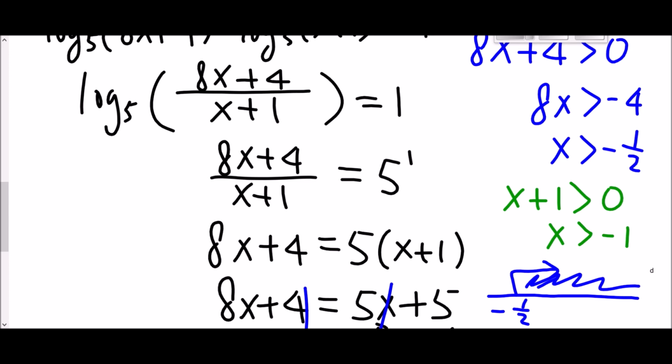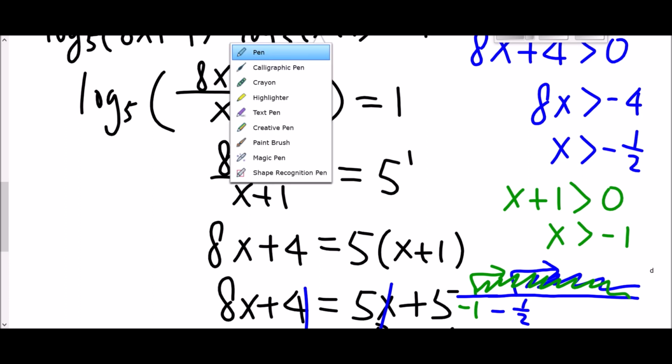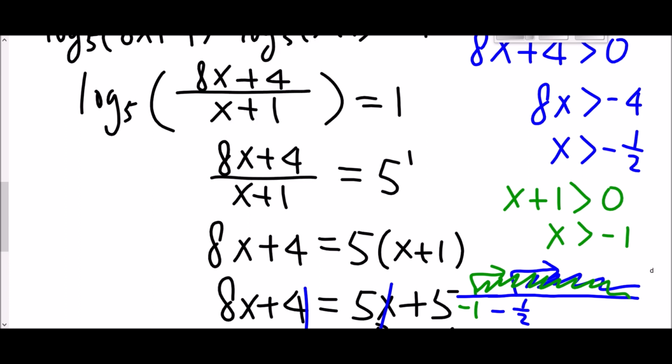Okay, so negative 1 here. Again, find the most overlap region. In this case, the most overlap region is when x is greater than negative 1/2. So this is my final restriction.